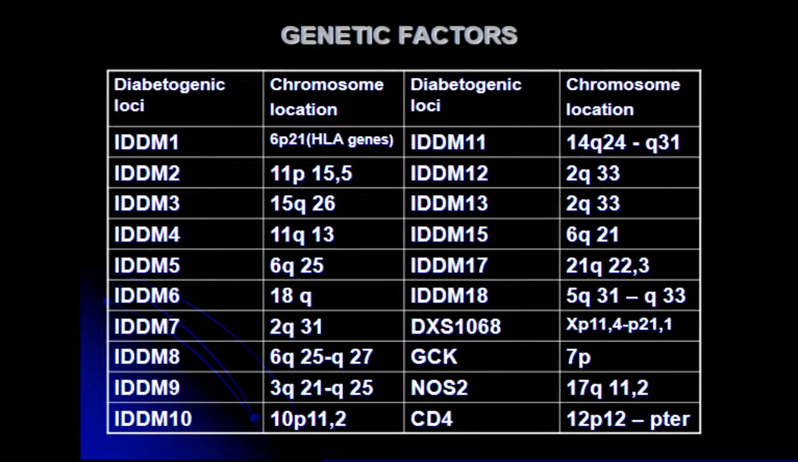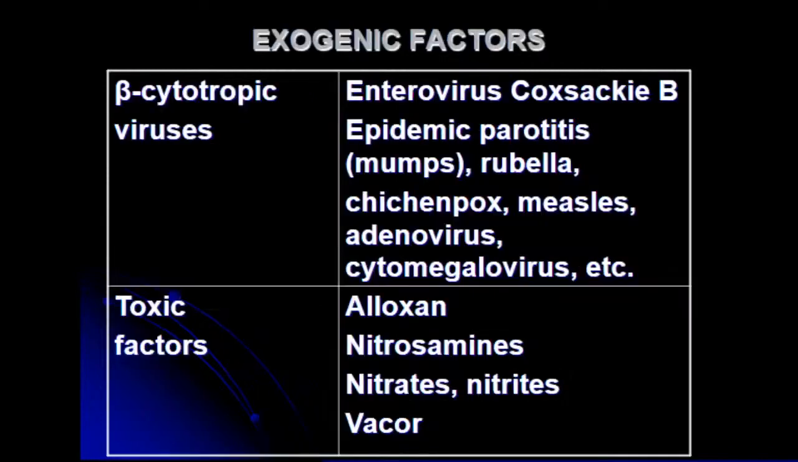Clinical manifestation of diabetes mellitus appears after exogenic or endogenic trigger factors. There are following: beta-cytotropic viruses, enterovirus Coxsackie-B, epidemic parotitis, mumps, rubella, chickenpox, measles, adenoviruses, cytomegalovirus, and other. Toxic factors: nitrosamines, nitrates, vapor.